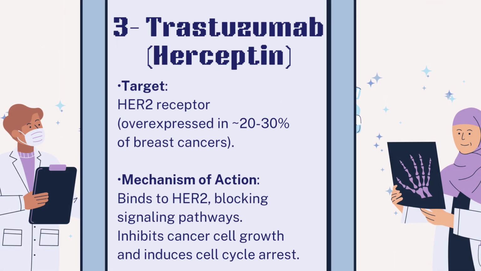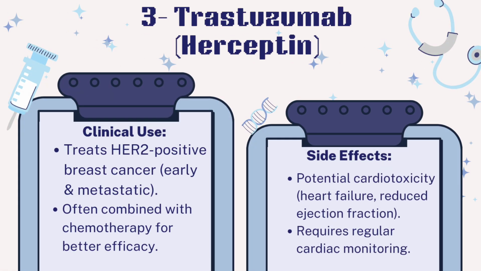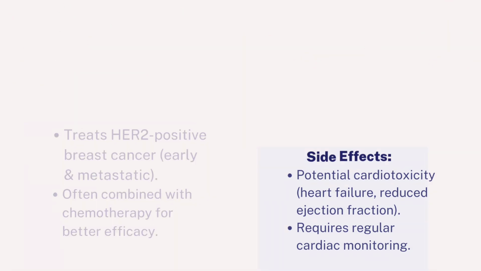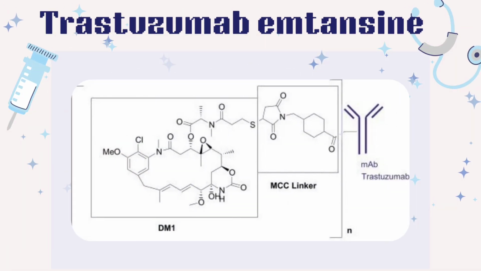3. Trastuzumab, Herceptin, targets the HER2 receptor, overexpressed in 20-30% of breast cancers. Mechanism of action: binds to HER2, blocking signaling pathways. Inhibits cancer cell growth and induces cell cycle arrest. Clinical use: treats HER2 positive breast cancer, early and metastatic, often combined with chemotherapy for better efficacy. Side effects: potential cardiotoxicity. Requires regular cardiac monitoring. Let's take a look at the structure of trastuzumab.